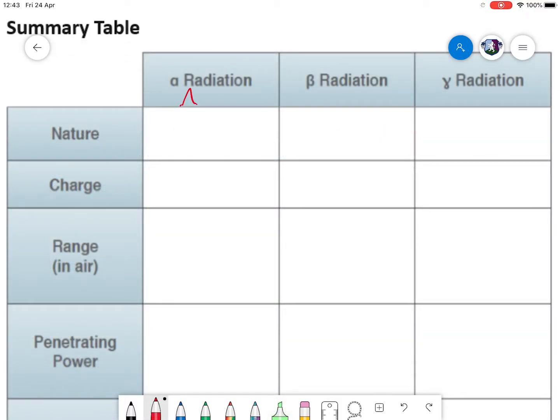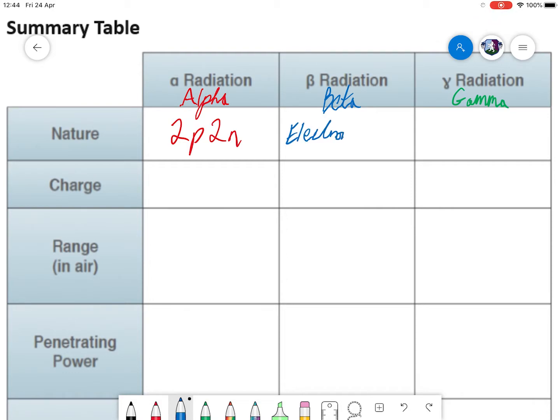Now, in this table, we're going to summarize everything we can for alpha, beta, and gamma radiation. Now, to start off with, we obviously have our symbols at the start here. And we need to consider what these are. So the term nature means what is it made of. So an alpha particle is 2 protons and 2 neutrons. Helium nucleus is also acceptable, but I would avoid it because it's very easy to slip up in the exam and say helium atom, which is incorrect.